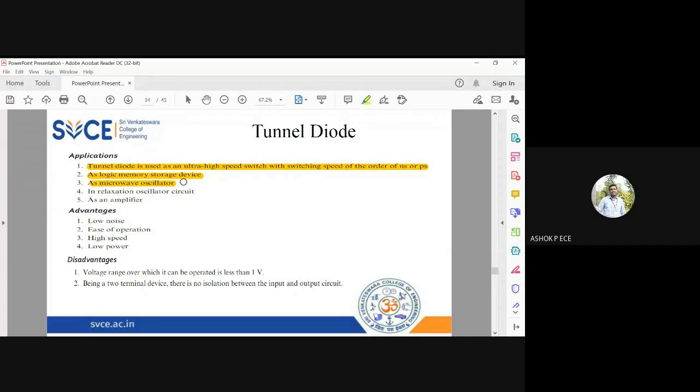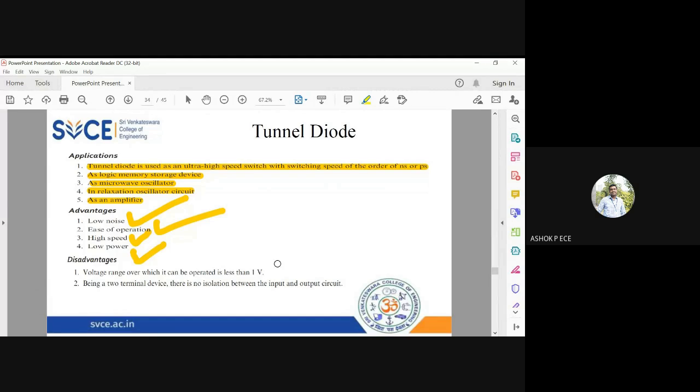Remember, any device having a negative resistance region will oscillate. That means that region is unstable. Any unstable thing is going to oscillate. So this is used as a microwave oscillator. It is also used in relaxation oscillators as well as in amplifiers. Advantages: it has low noise and easy operation, high speed, and it consumes only low power.